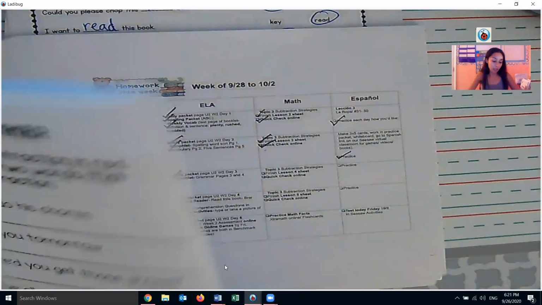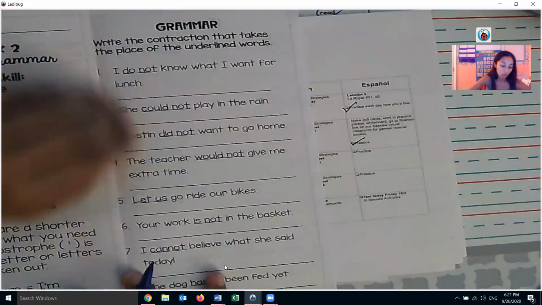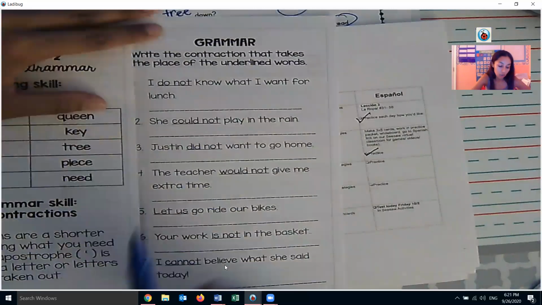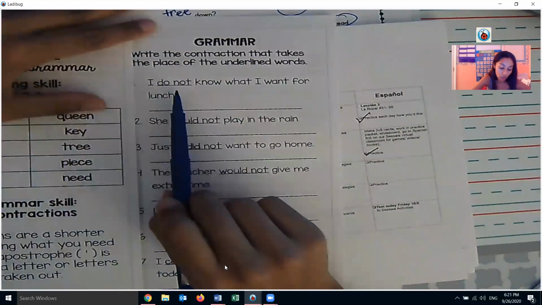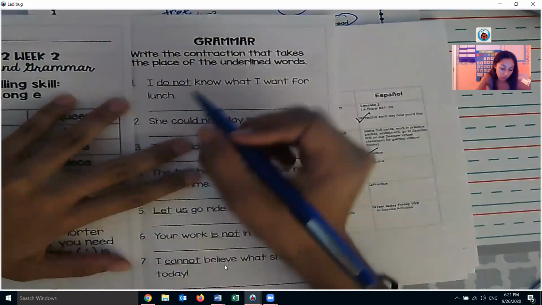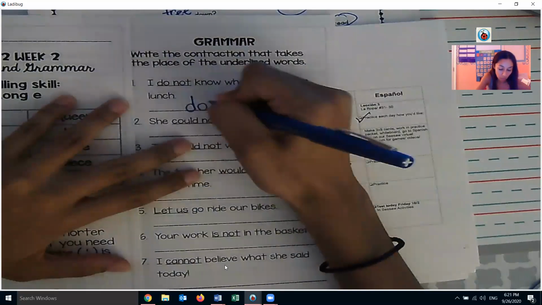So the grammar pages is practicing contractions. So we have the long version here. Now we're going to shorten them here. So I do not know what I want for lunch. We're going to write the contraction, just the contraction, not the whole sentence. I do not. We can shorten that by saying don't.